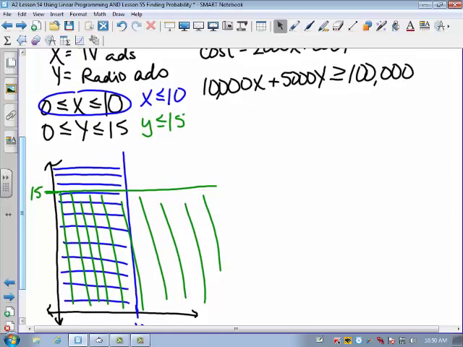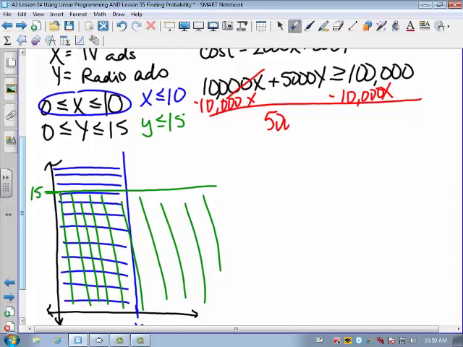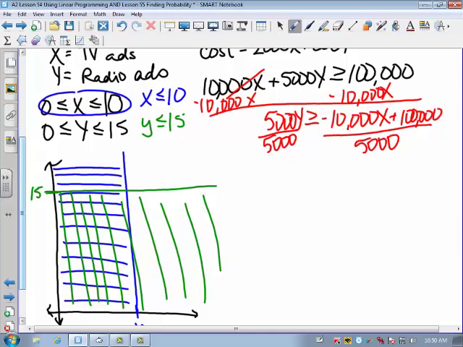And it's this. How am I going to graph this? Get y by itself. So what am I going to do? Subtract 10,000x from both sides. So I have 5,000y is greater than or equal to negative 10,000x plus 100,000. I still need to get y by itself, so I need to divide by 5,000 on both sides. So I get y is greater than or equal to negative 2x plus 20, right?